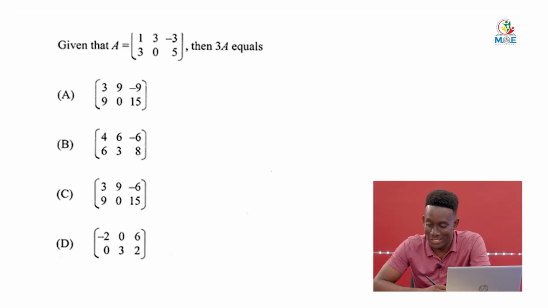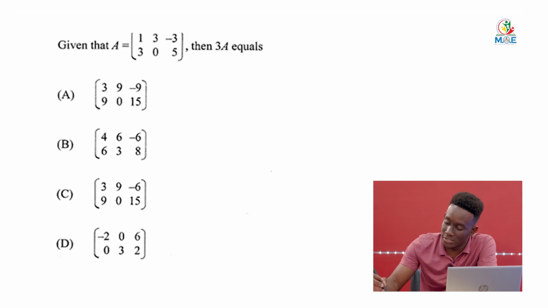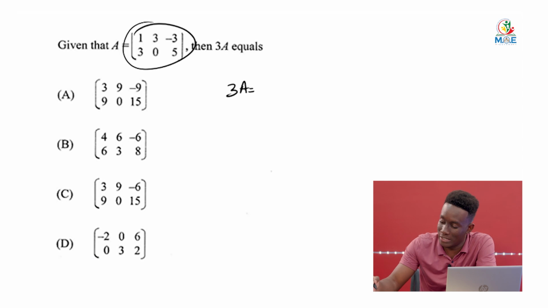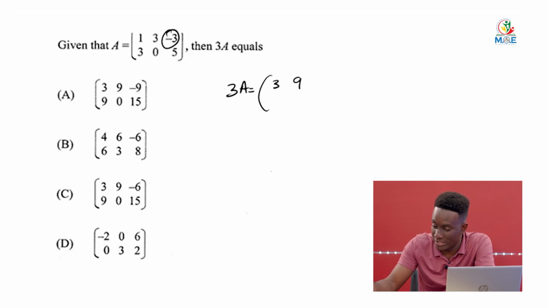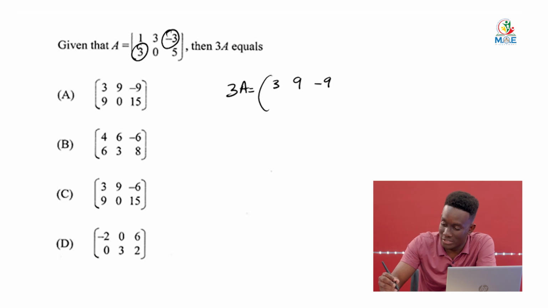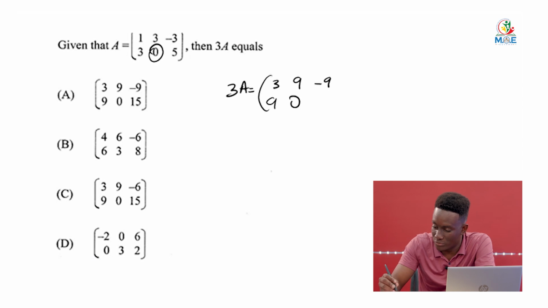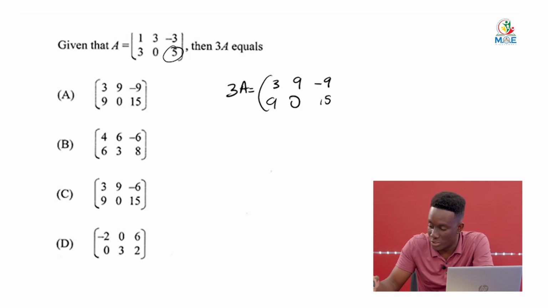So this question says, given that A is equal to 1, 3, -3, 3, 0, 5, then 3A equals, so 3A would simply be 3 multiplied by every element in this matrix. So you can do 3 multiplied by 1 is 3. 3 multiplied by 3 is 9. 3 multiplied by -3 is -9. 3 multiplied by this 3 is 9. 3 multiplied by 0 is 0. 3 multiplied by 5 is 15. So it's 3, 9, -9, 9, 0, 15.